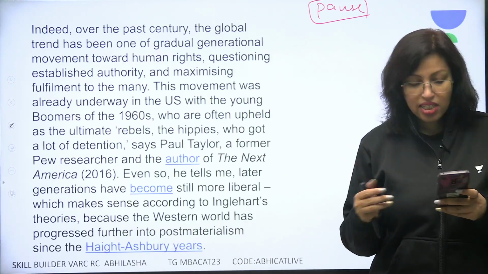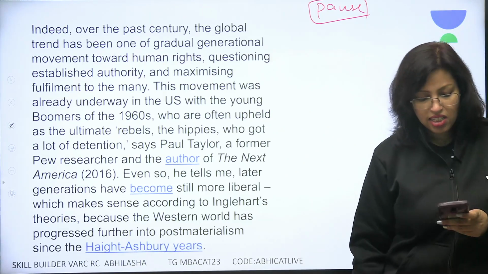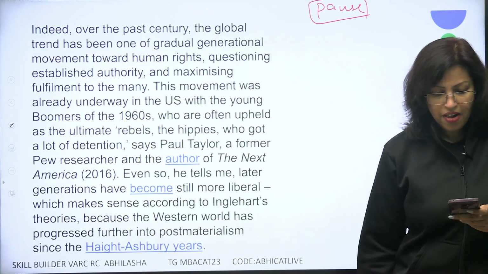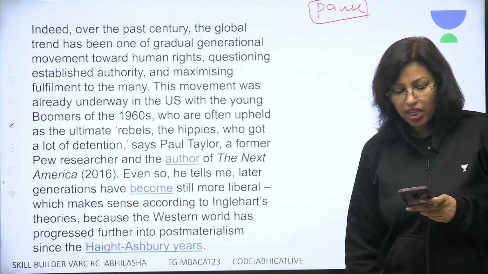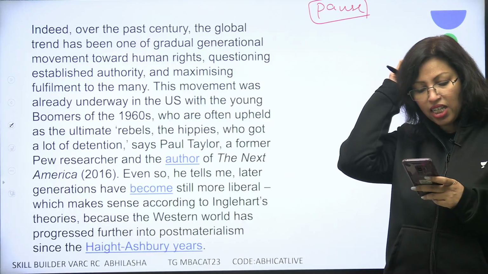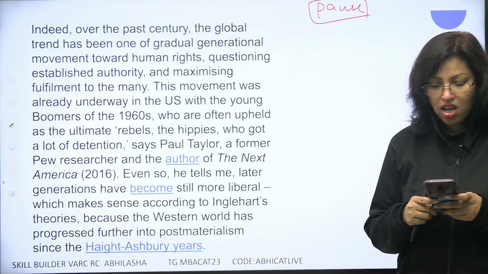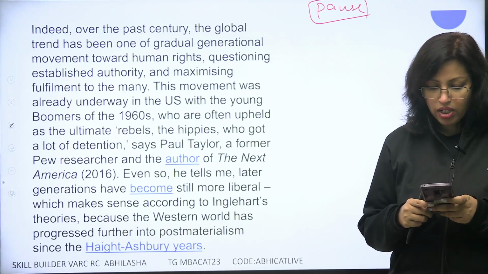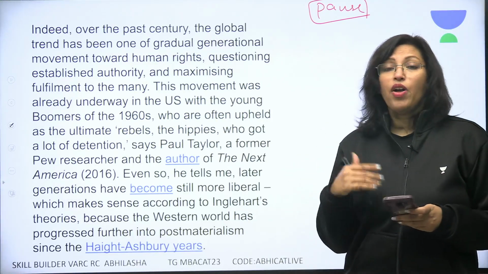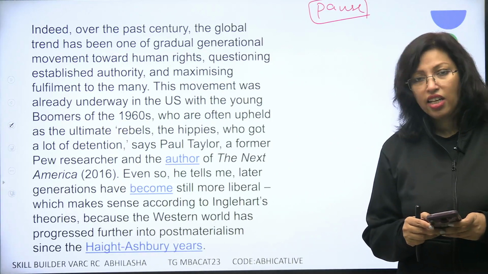That means happiness is the goal. This movement was already underway in the US with the young boomers of the 1960s, who are often upheld as the ultimate rebels, the hippies who got a lot of detention, says Paul Taylor, a former Pew researcher and the author of The Next America 2016. Even so, he tells me, later generations have become still more liberal, which makes sense according to Inglehart's theories, because the Western world has progressed further into post-materialism. That means that was the materialistic world. Now we've gone into the next level, which is post-materialism, since the Haight-Ashbury years.